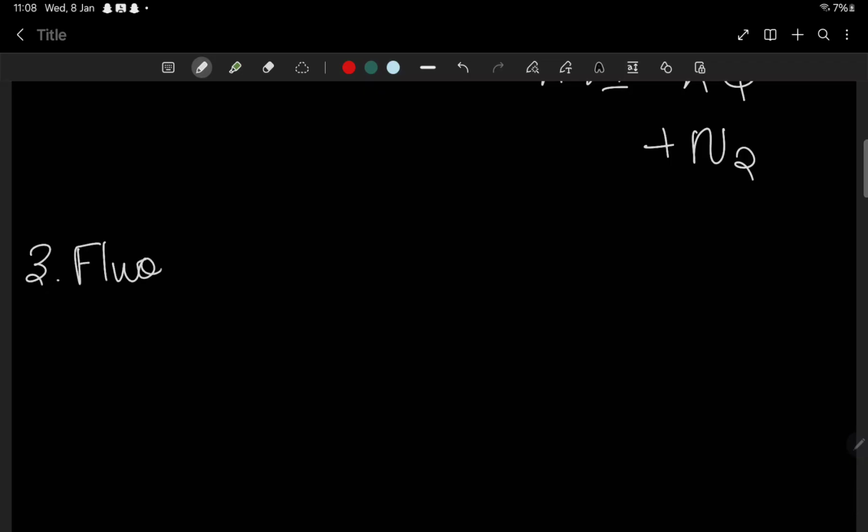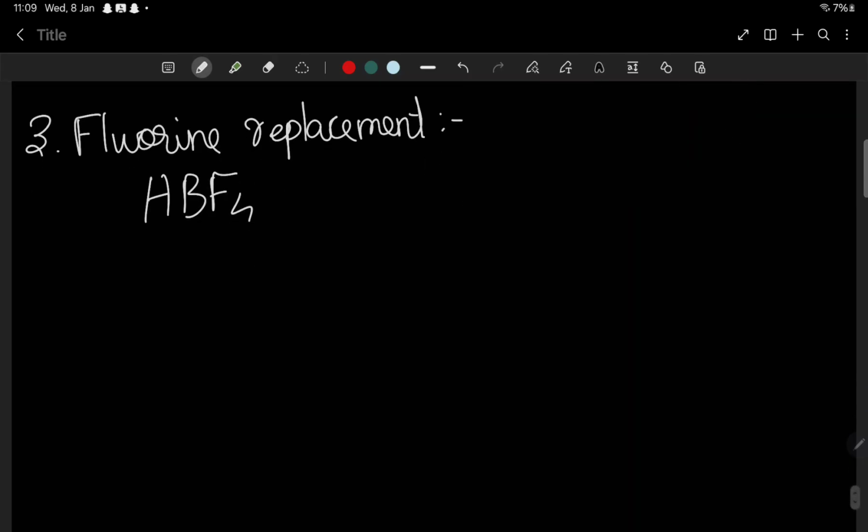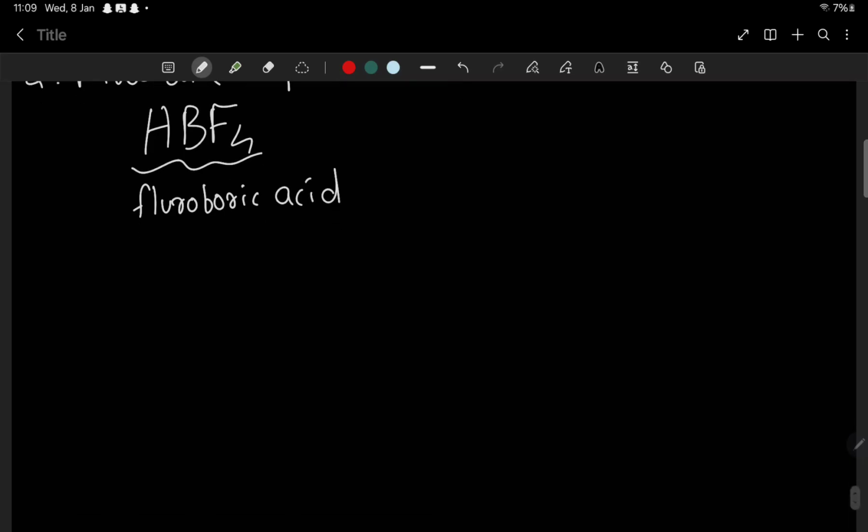fluorine replacement to form fluoride, that is fluorobenzene. For fluorine we don't use KF, we don't use CuF, Cu2F, or Cu plus HF. For fluorine, the reagent we use is HBF4, that is fluoroboric acid. The reaction I have already explained in the haloalkane and haloarene video.